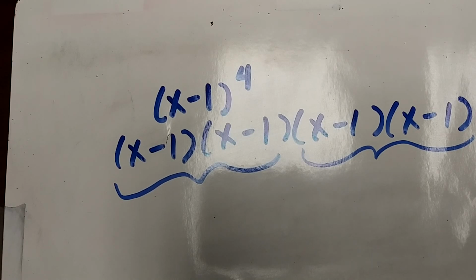So just keep that in mind as you're looking at your homework, that when you see multiple expressions multiplied together, just multiply 2 at a time.